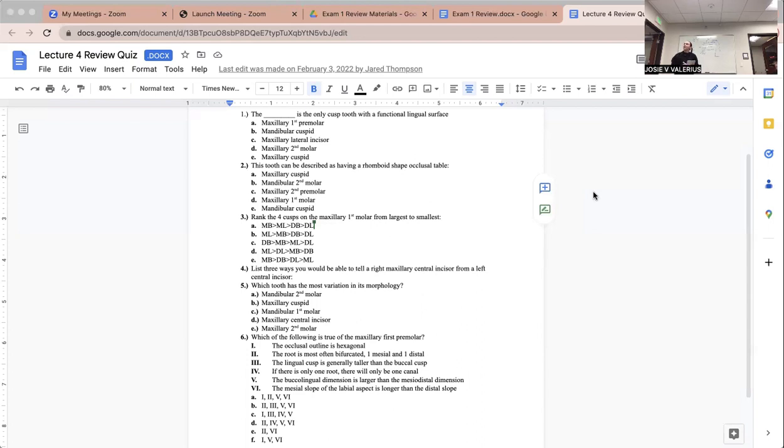So the occlusal outline is hexagonal, which I have by drawing here. And then the buccolingual dimension is larger than the mesiodistal dimension, and that's true for all of your maxillary premolars. And then the mesial slope of the labial aspect is longer than the distal slope. Does that make sense, everyone?